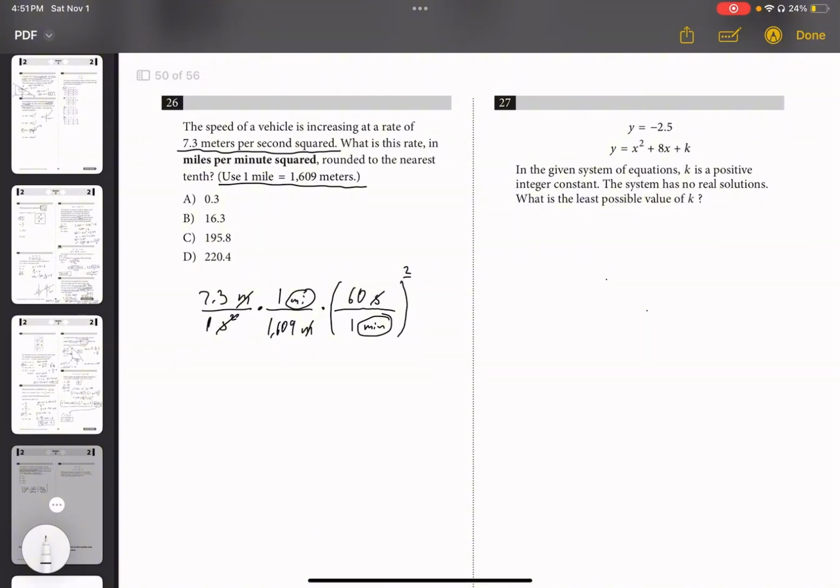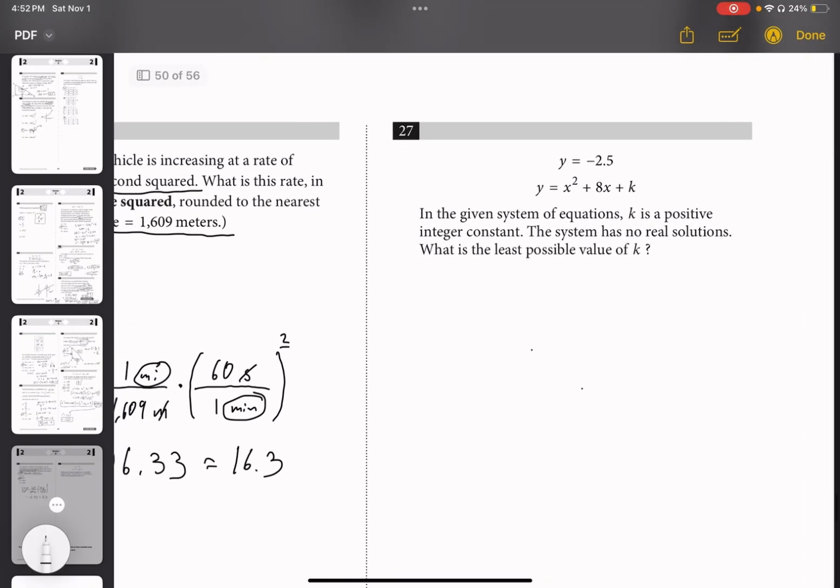And now we just plug this into our calculator. It's going to be 7.3 times 60 squared divided by 1,609. And this is going to give you 16.33. It's asking to round to the nearest tenth, so 16.3. B is your answer. Okay, last problem for the whole test. Made it this far. This is a pretty difficult problem to finish it off, but you can do it.